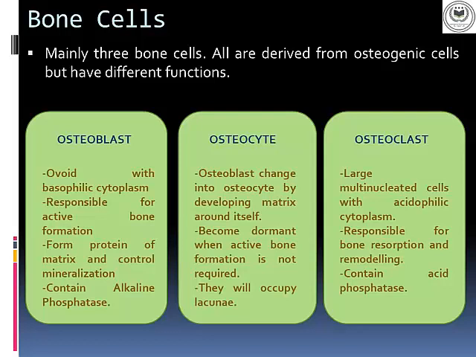Second, osteocyte. Osteoblasts change into osteocytes by developing matrix around themselves, become dormant when active bone formation is not required, and they will occupy the spaces in lacuna. Third, osteoclasts. They are large multinucleated cells with acidophilic cytoplasm, responsible for bone resorption and bone remodeling, and contain acid phosphatase.